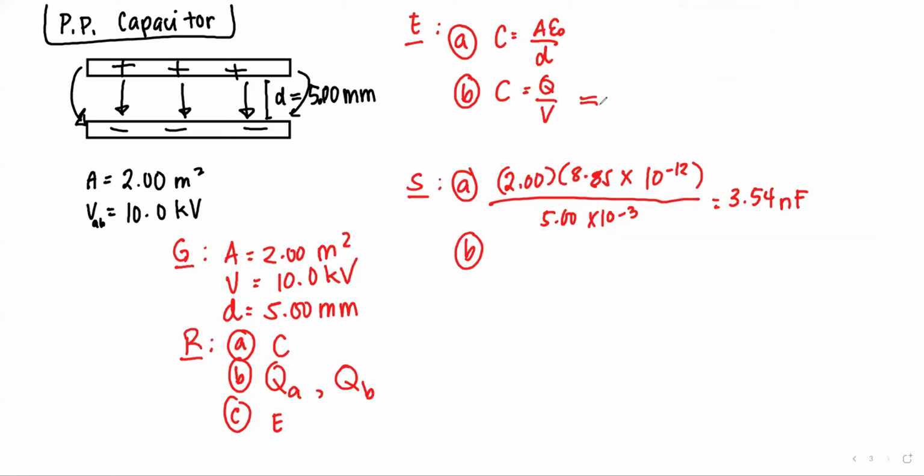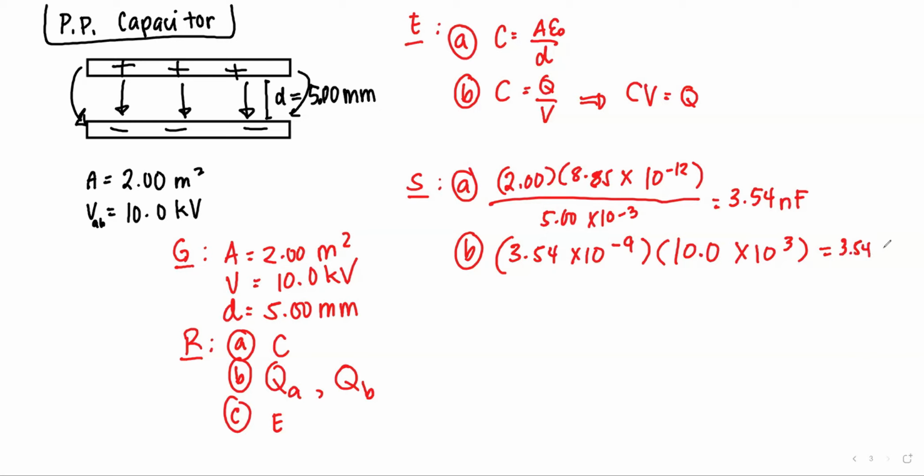we need Q, so that would be CV is equal to Q. Okay, so what's my C? What's my V? C is 3.54 nano, so 3.54 times 10 raised to negative 9. What's my V? In this case it is 10 kilo. Kilo is? Okay, that's 3.54 times 10 raised to negative 5.